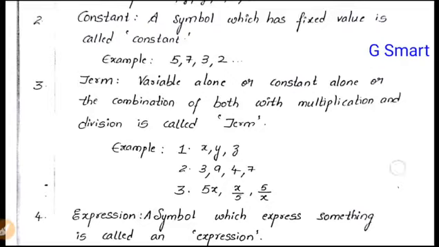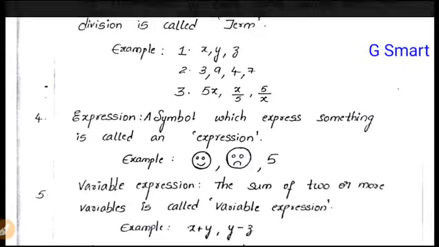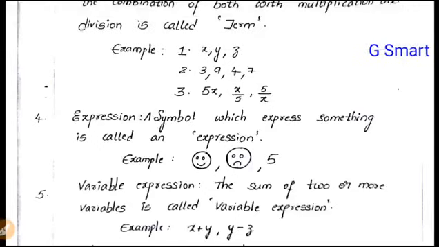Expression. Next, a symbol which expresses something is called an expression. So any symbol which is expressing something is called an expression. The first symbol is expressing laughing, meaning happiness. The second symbol is expressing sadness, and the third symbol is expressing the number 5. So these are symbols expressing something, so they are expressions.